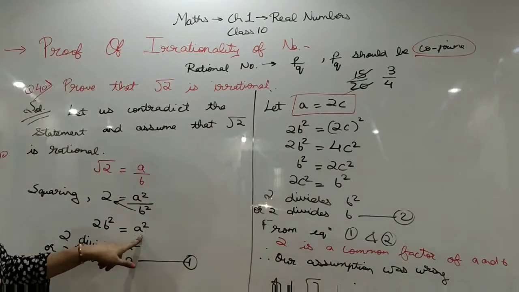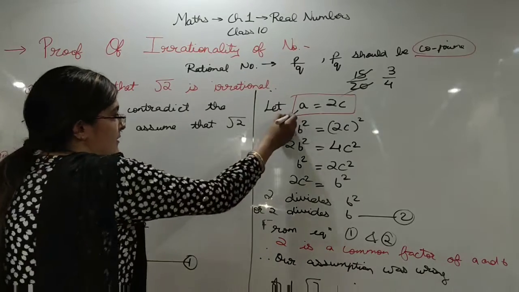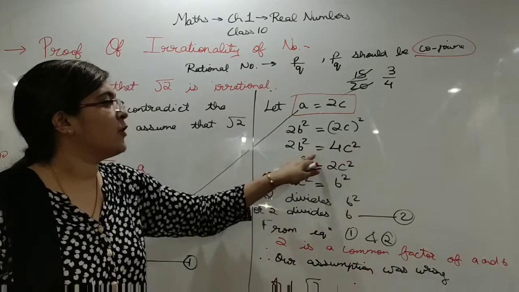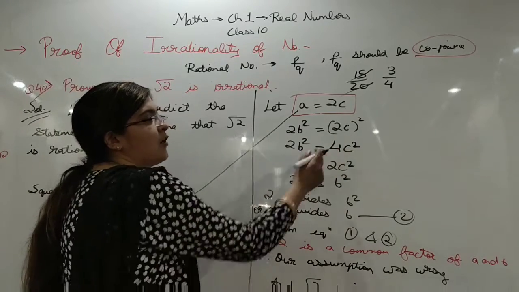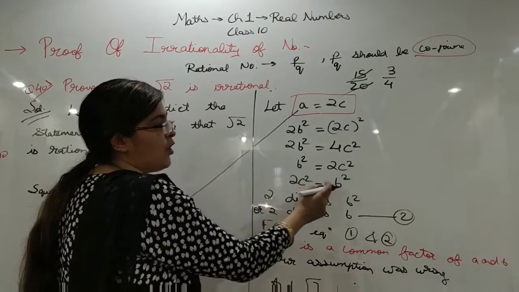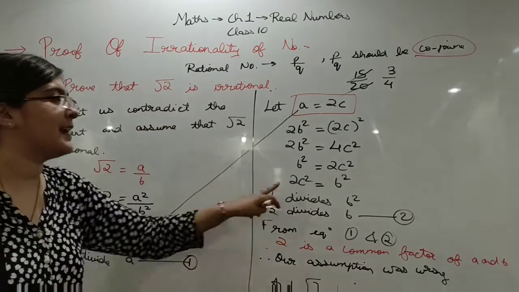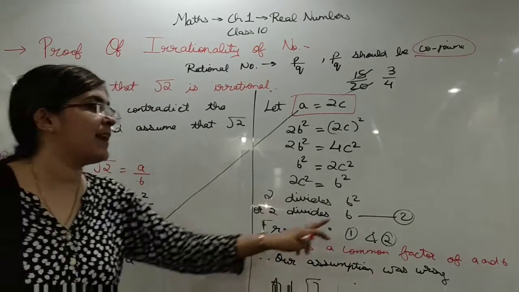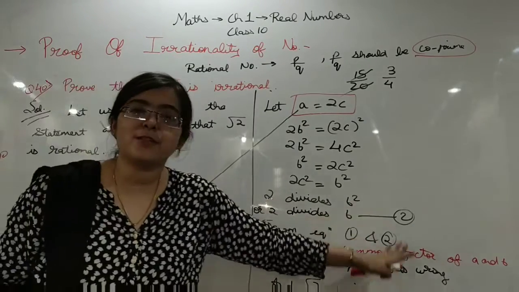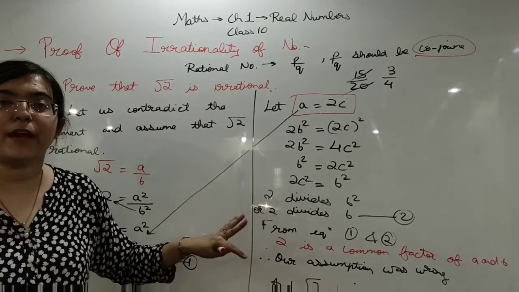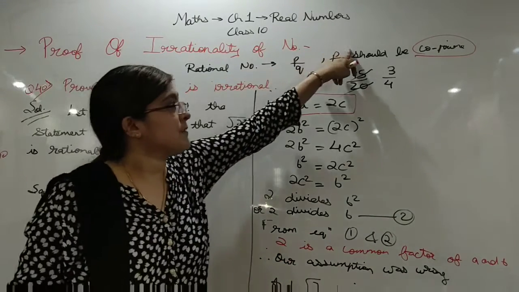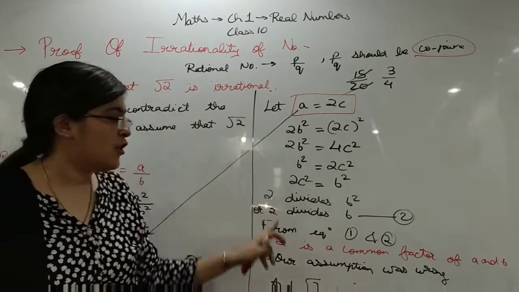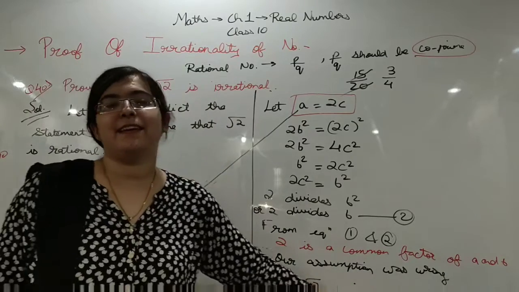Then you will put the value of a in place of here. See this. Okay, so now 2b square is 2c square. Here you have squared again, squaring both sides. Okay, it became this. Now 2 came down and you got this equation. Now we can again say that 2 divides b square, so 2 divides b also. Now from equation 1 and 2, 2 divides a and 2 divides b. That means 2 is a common factor of a and b. But we have seen here that the numerator and denominator should be co-prime for a number to be rational. So our assumption was wrong and root 2 is irrational.